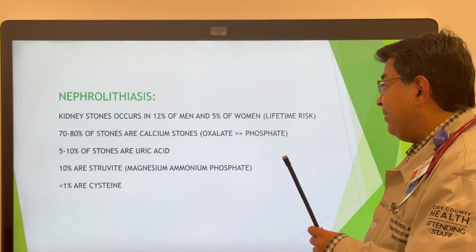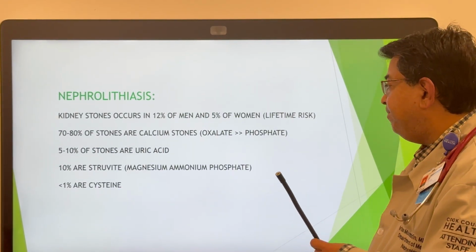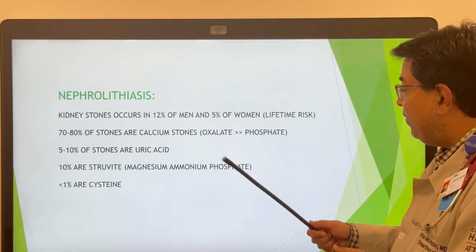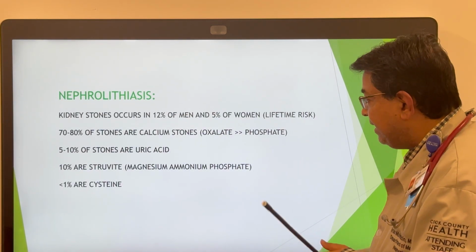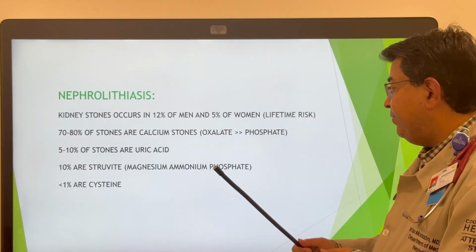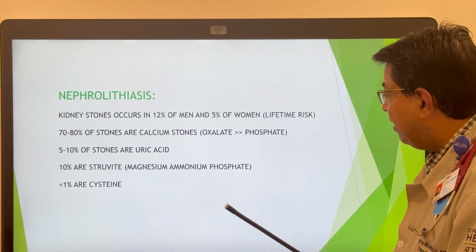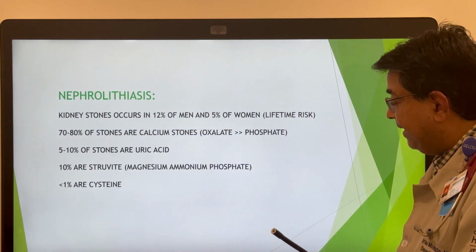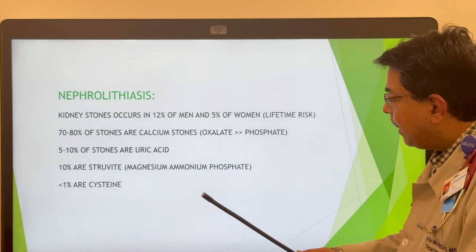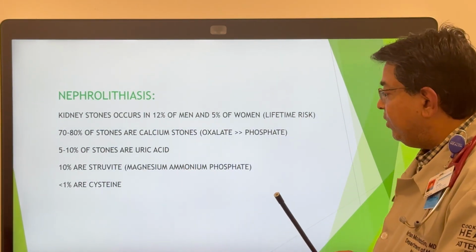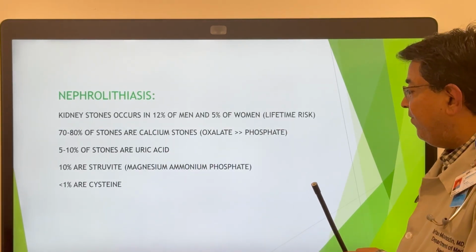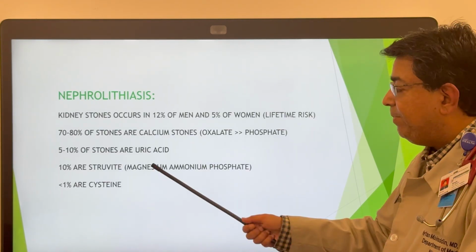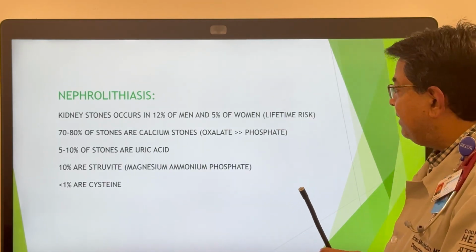We'll quickly talk about nephrolithiasis. Kidney stones occur in 12% of men and 5% of women. This is a lifetime risk, and most stones are calcium stones, oxalate much greater than phosphate. 5 to 10% of the stones are uric acid, 10% are struvite, which is the magnesium ammonium phosphate stone, and less than 1% are cystine. Next slide.